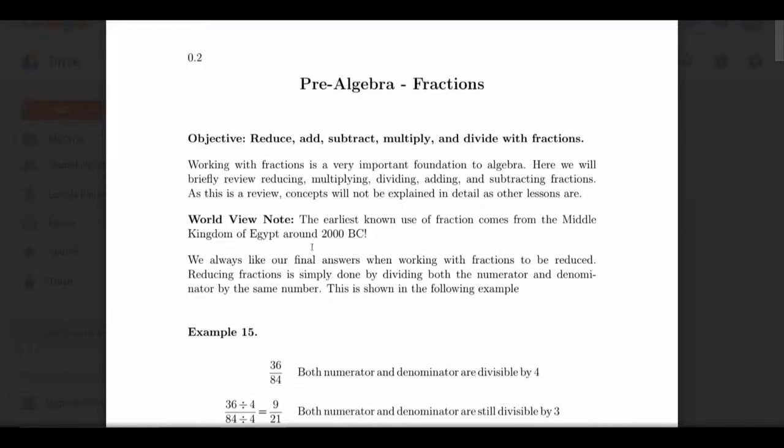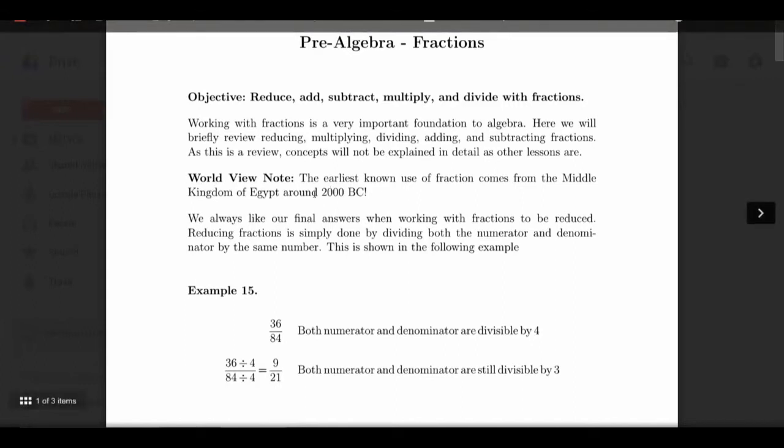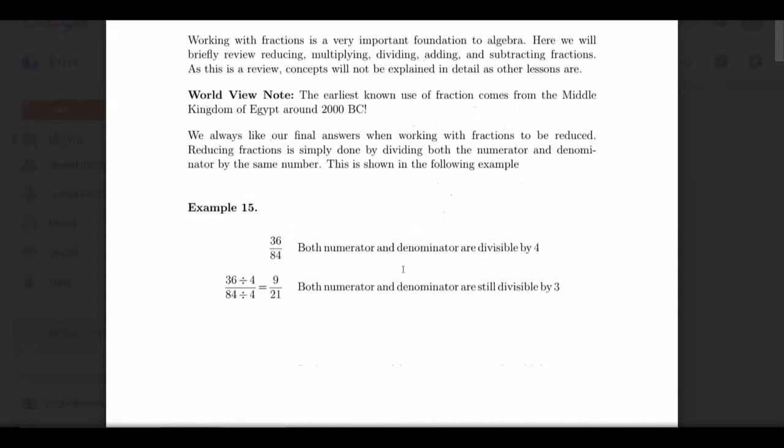So the objective is to reduce, add, subtract, multiply, divide with fractions. Working with fractions is very important. And then they do like a little worldview. Fractions began in the Middle Kingdom of Egypt. So fractions began in the Middle East, 2000 BC. That's like 4,000 years ago. So that's how old the stuff we're learning is. Everything that we learned after was developed after this point in history.